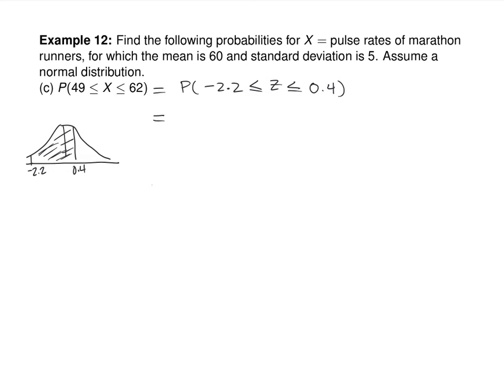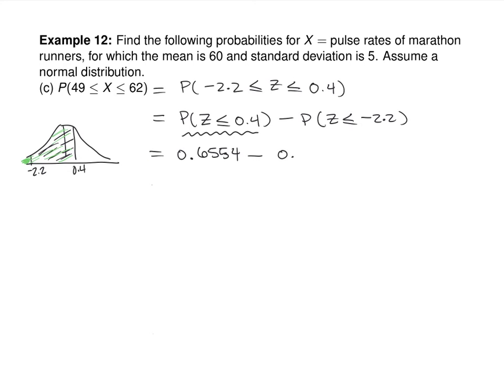Well, what you could do is find the chances that your z is less than or equal to 0.4. That will shade all of this stuff. You need to take away this little tail down there. So you subtract probability that z is less than or equal to negative 2.2. Now this we found was 0.6554 in our computations for part B. And then we take away 0.0139, which comes out to be 0.6415. So quite good chances of finding a marathon runner whose heart rates are within that range.